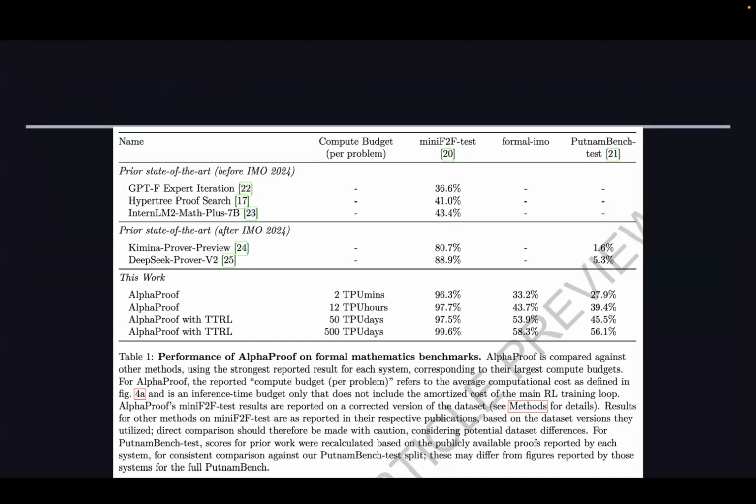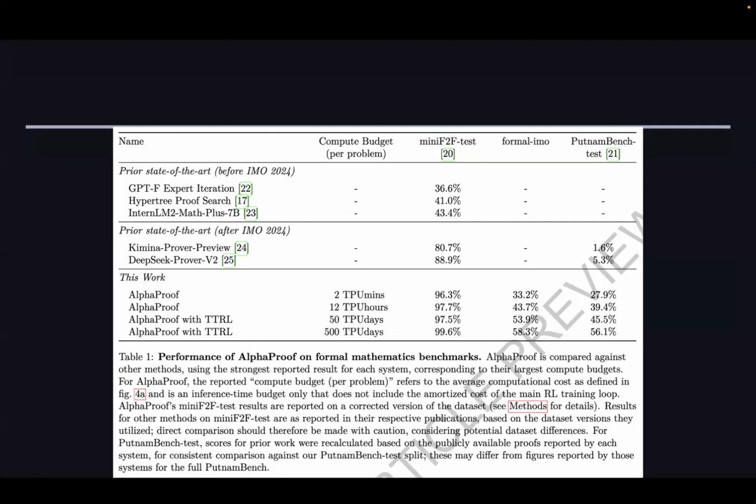Okay, the results. State of the art on everything. MiniF2F used to be completely unsaturated. Now it's completely saturated. 99.6 is about as saturated as you can possibly get on that dataset. Formal IMO, they just introduced it. It's already 60% done. PutnamBench, extremely hard. They're already 50% of the way through.